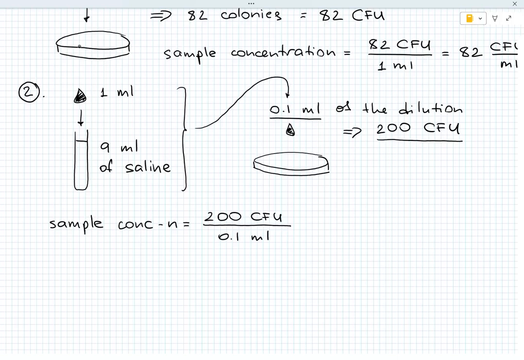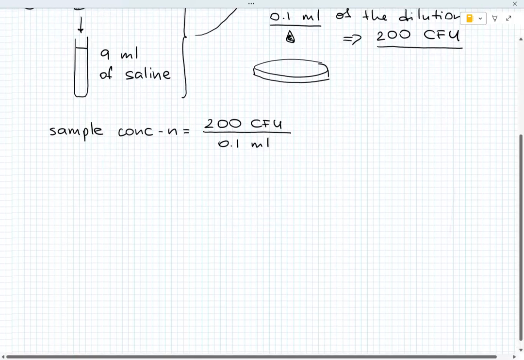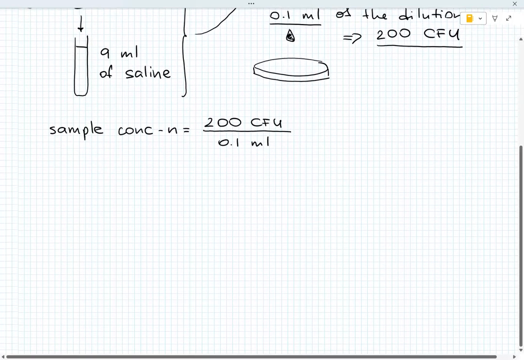No, wait, we diluted, right? We did not add milk to the plate. We added diluted milk to the plate. Now we need to find out how many colony forming units are in 1 milliliter of undiluted milk. To do this, we're going to introduce the concept of a dilution factor.